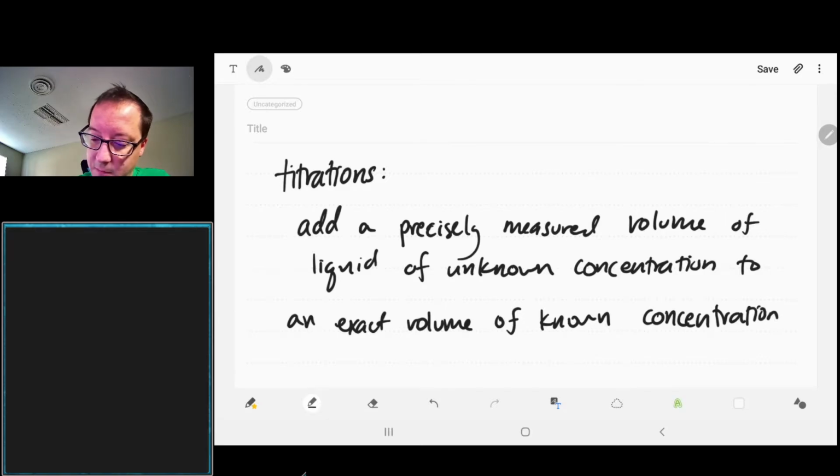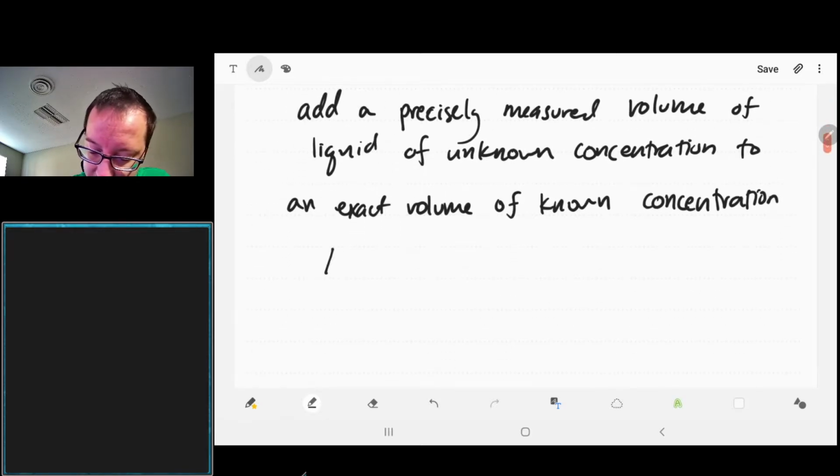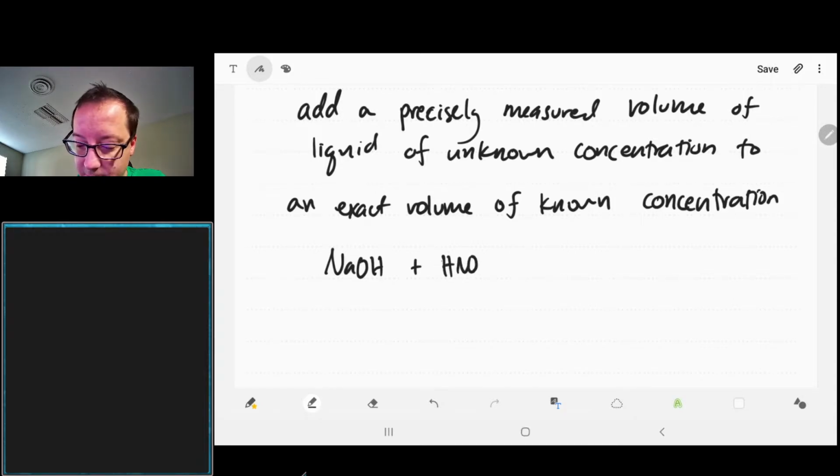So this would be something like where you would have sodium hydroxide, typically something that you know. You might have a mystery acid, let's say it's, I don't know, what acid shall we use? I don't know, nitric acid. Standard double displacement reaction, we get water and sodium nitrate.